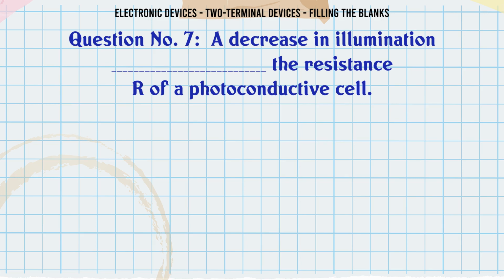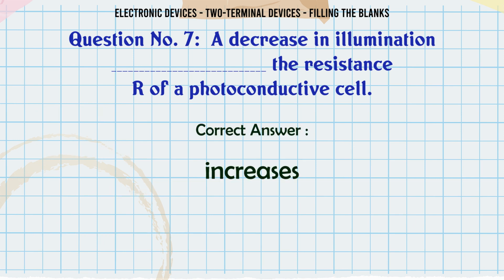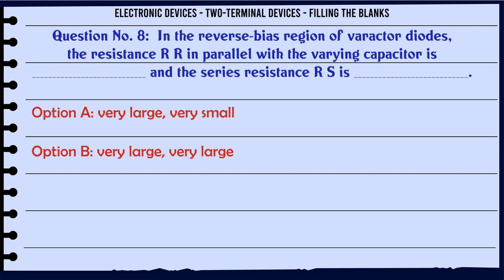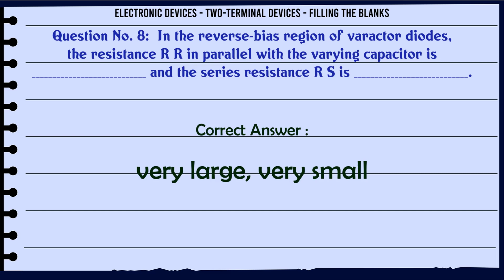With a decrease in illumination, the resistance R of a photoconductive cell: A, decreases; B, increases; C, maintains; D, none of the above. The correct answer is increases. In the reverse bias region of varactor diodes, the resistance R in parallel with the varying capacitor is ___, and the series resistance Rs is ___. A, very large, very small; B, very large; C, very small, very large; D, very small. The correct answer is very large, very small.